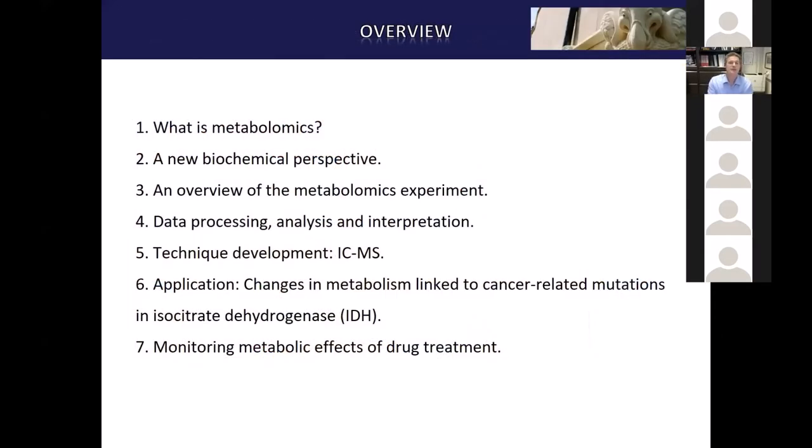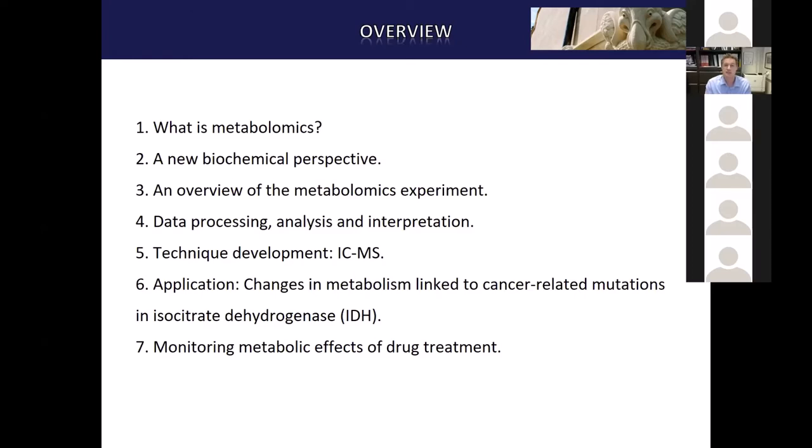I want to cover a little bit about what metabolomics is, for those of you who are perhaps not quite sure, and talk about it from this idea of a new biochemistry. I want to take you through some of the experiments. What does a metabolomics experiment look like? What are the factors involved, and how do we put those together in order to understand what's happening in a biological system? One of the things that we do in my group is work on new methodologies. I mentioned that metabolomics is a young omics technique. It's still very much in development.